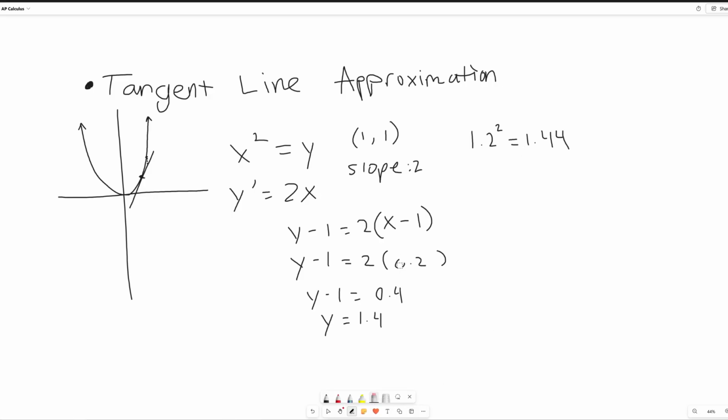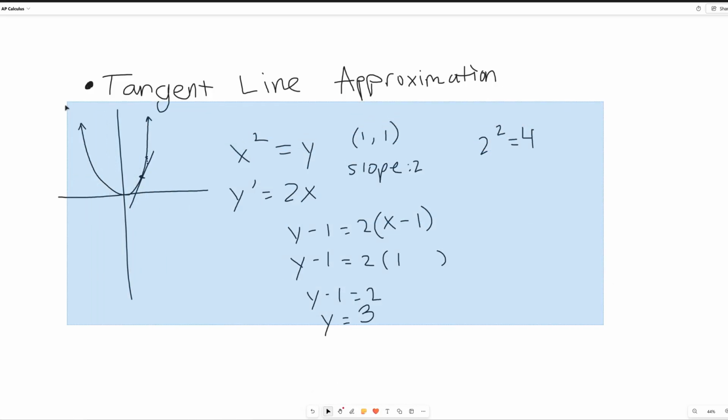I'll show you. If we plug in x equals 2 as our approximative value, 2 minus 1 is 1. 2 times 1 is 2. Move the 1 over, y equals 3. Now if you plug 2 into the original function, 2 squared equals 4. So 3 is not a very good approximation of 4. And it gets even worse, exponentially worse, as you get further and further away from 1.